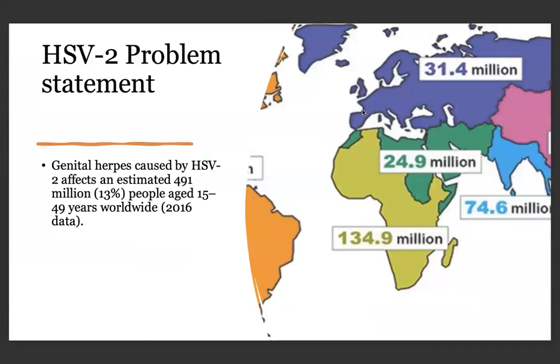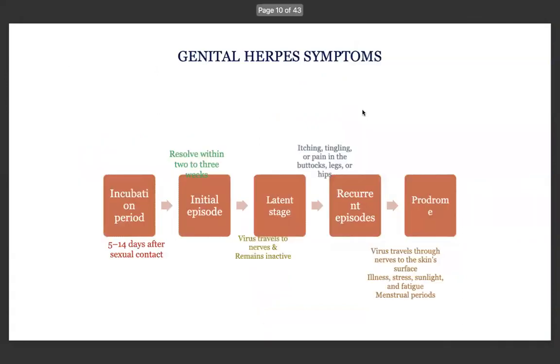HSV2 problem statement. Genital herpes caused by HSV2 affects an estimated 491 million, or 13% of people aged 15 to 49 years worldwide, 2016 data. Genital herpes symptoms. First, the incubation period, which lasts from 5 to 14 days after sexual contact. The initial episode resolves within 2 to 3 weeks. Latent stage: the virus travels to nerves and remains inactive. Recurrent episode: itching, tingling, or pain in the buttock, legs, or hips. Prodrome: the virus travels through nerves to the skin surface. Triggers include illness, stress, sunlight, fatigue, and menstrual periods.